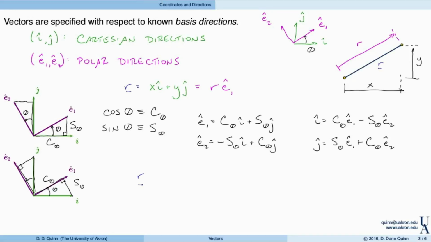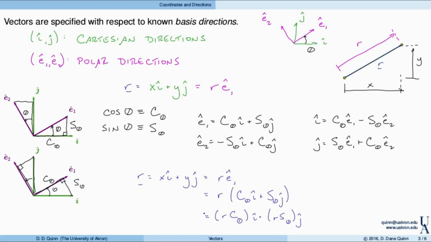So notice that r is equal to x in the i direction plus y in the j direction, and that's also equal to r in the E1 direction. But here, E1, we have already found, is cosine of theta in the i direction plus sine of theta in the j direction. So, collecting all this stuff, in the i direction we have r cosine of theta and r sine of theta in the j direction.